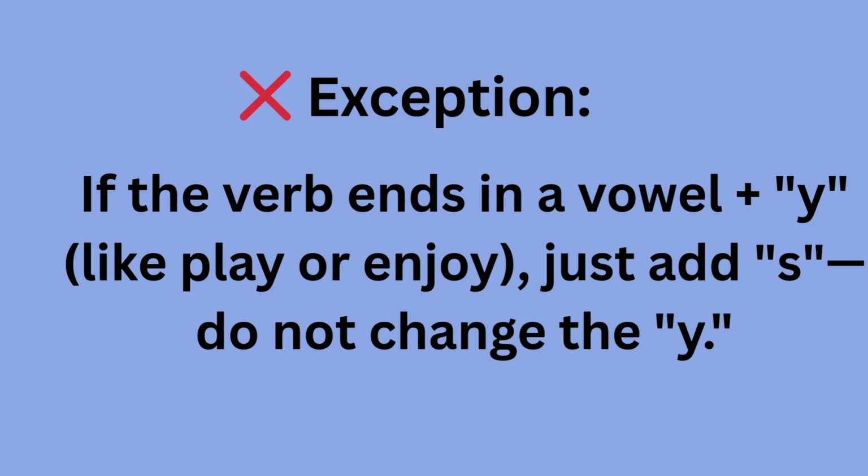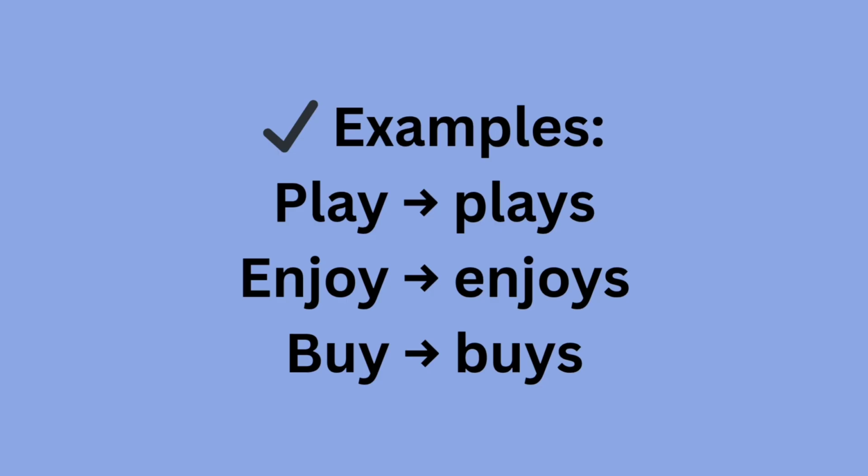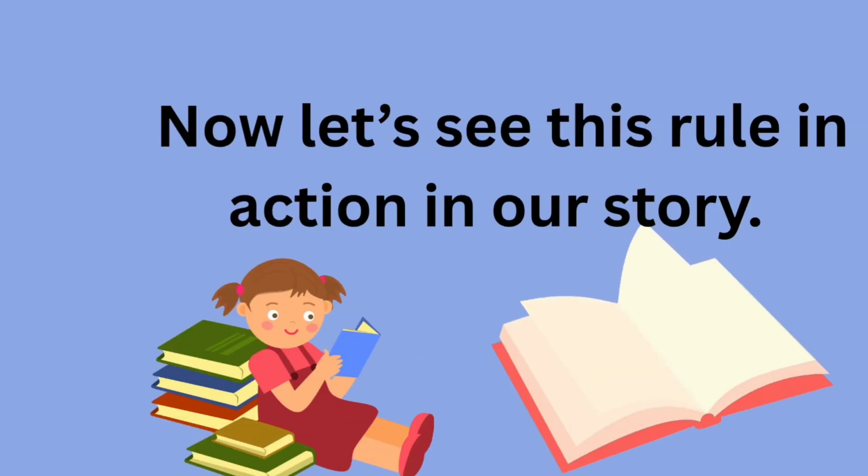This is an exception to the rule. If the verb ends in a vowel plus y, like play or enjoy, just add s. Do not change the y. For examples, play, plays; enjoy, enjoys; buy, buys. Now let's see this rule in action in our story.